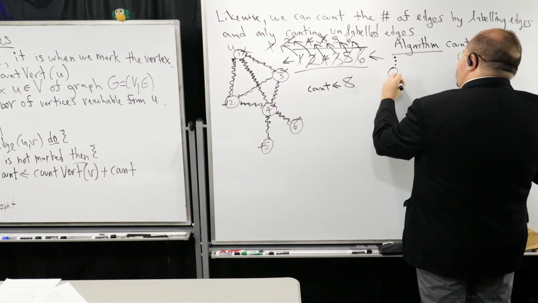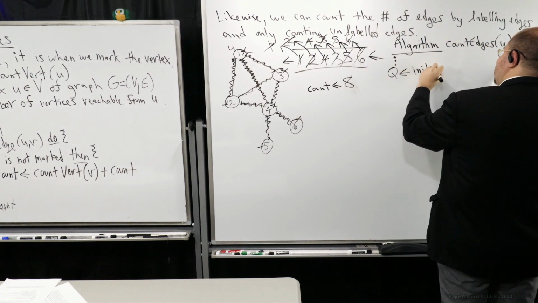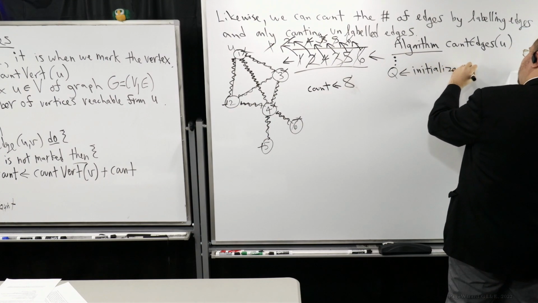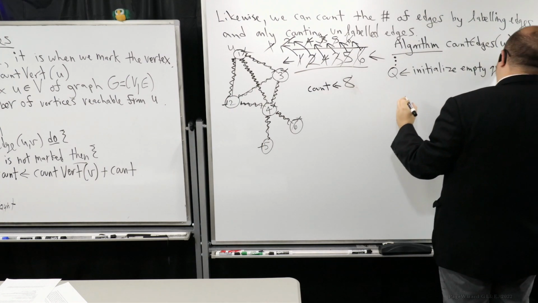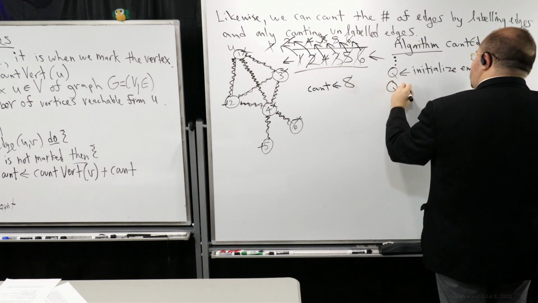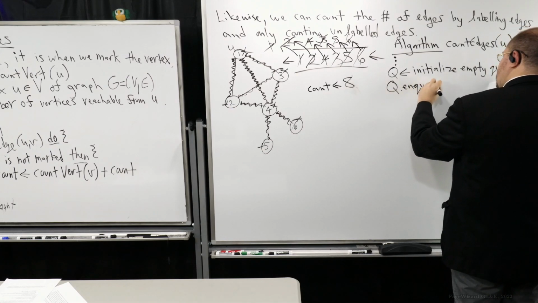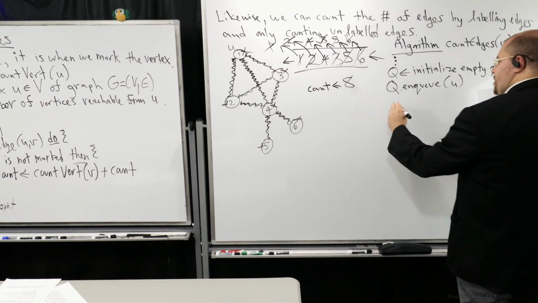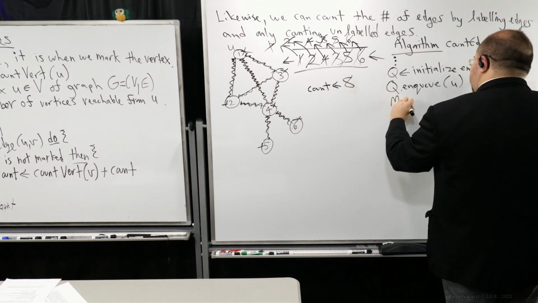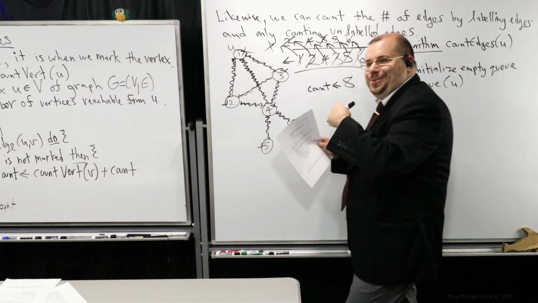So in standard BFS, you're going to initialize an empty queue. We're going to start off with an empty queue. And then we're going to enqueue the source or start vertex. We're going to enqueue that in. And then we're going to mark U.